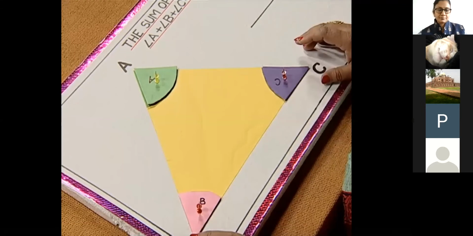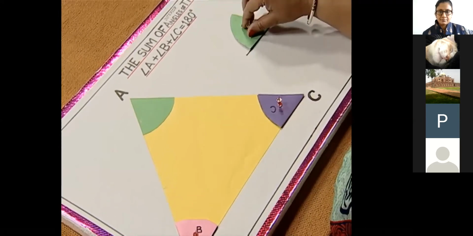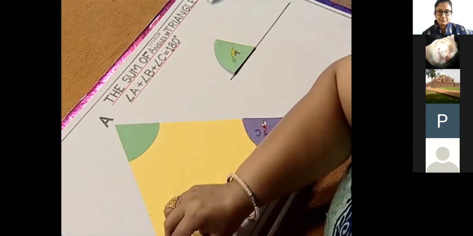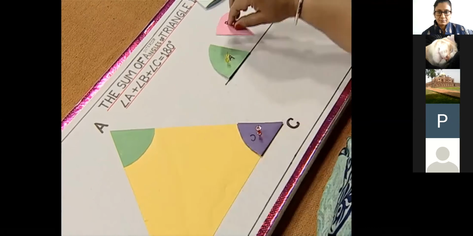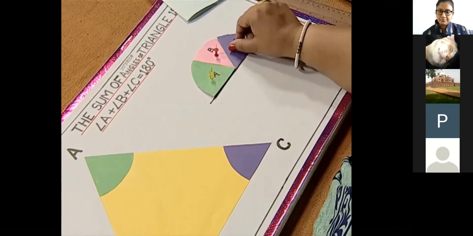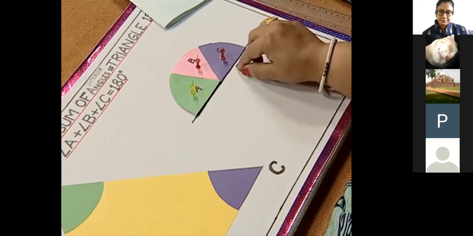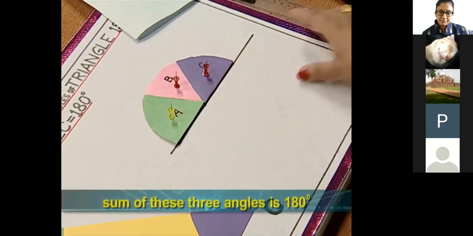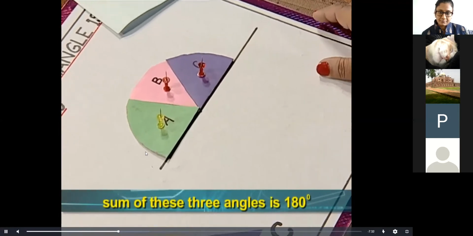Some of the interior angles, let us pick up these replicas and arrange on a straight line. This is replica of angle B. This is replica of angle C. What do we observe? Yes, the sum of these 3 angles is 180 degrees.